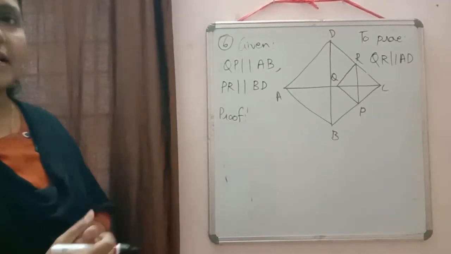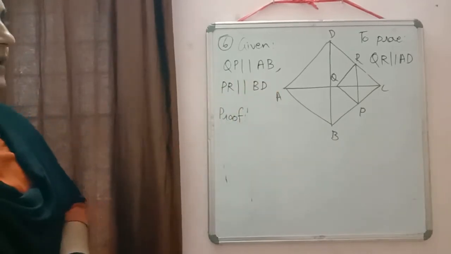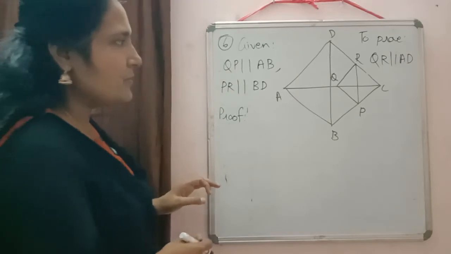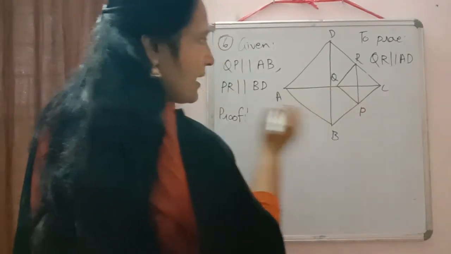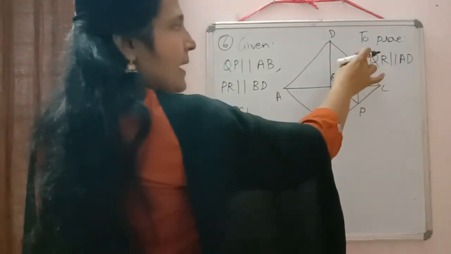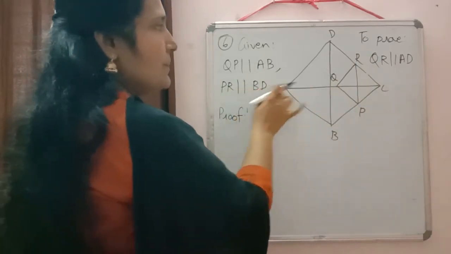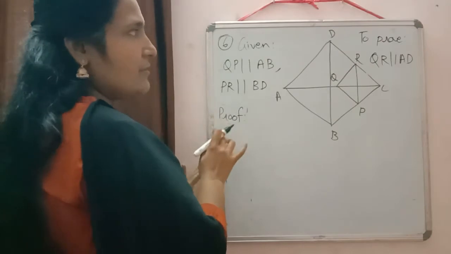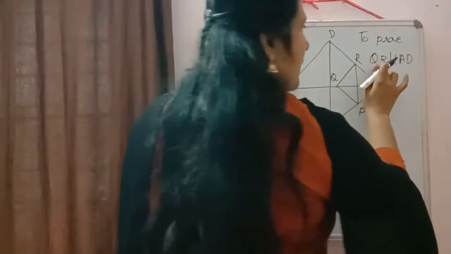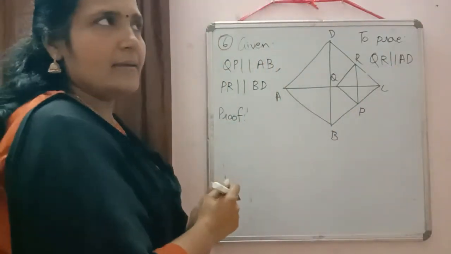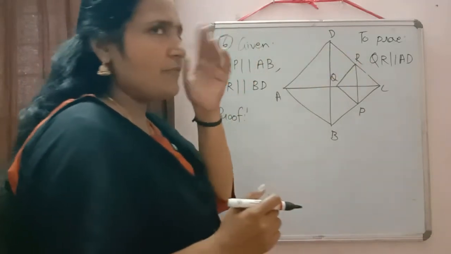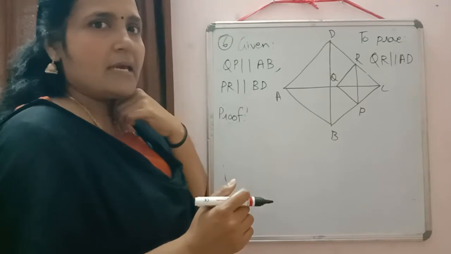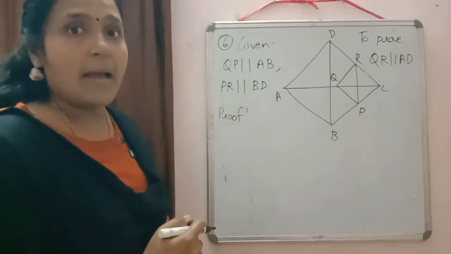Now in this question, just check the figure and the conditions given. QP is parallel to AB. PR is parallel to BD. We have to prove QR parallel to AD. To prove QR parallel to AD, some ratios should be equal. Then only we can use BPT.